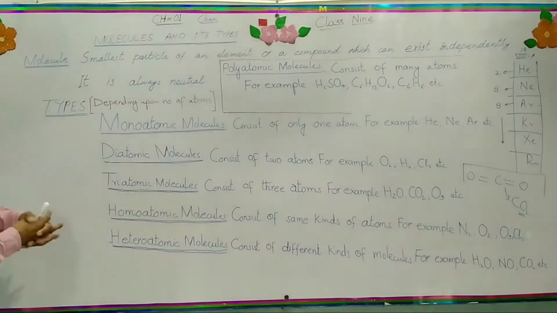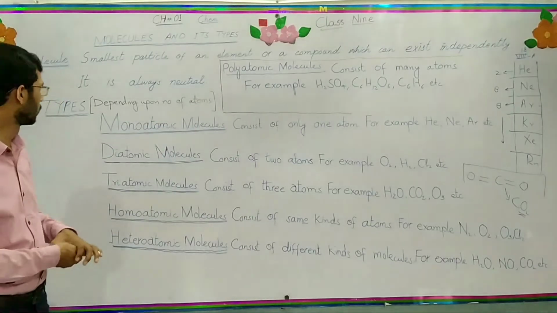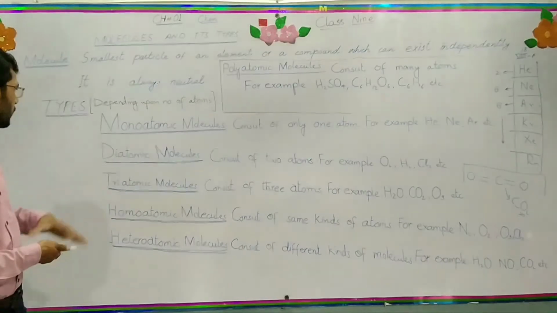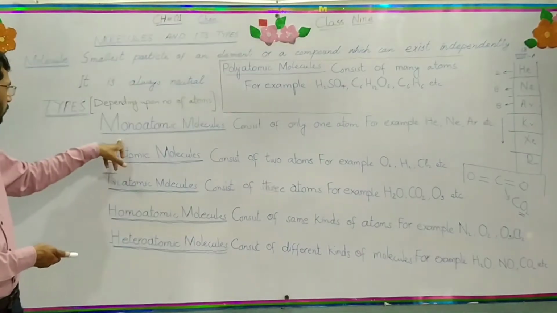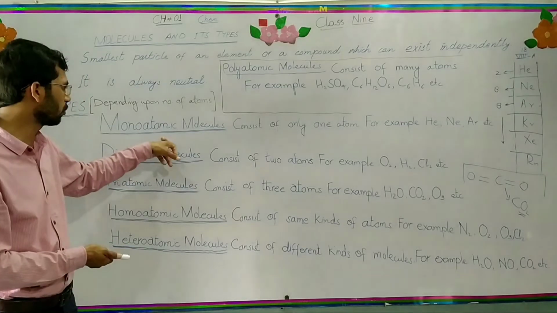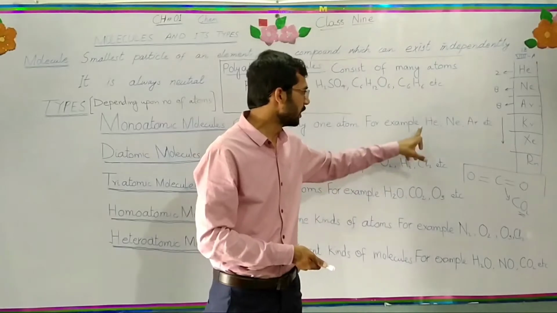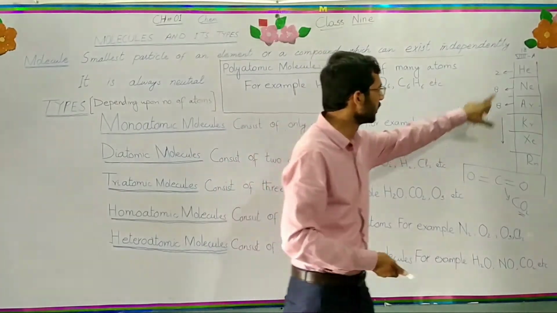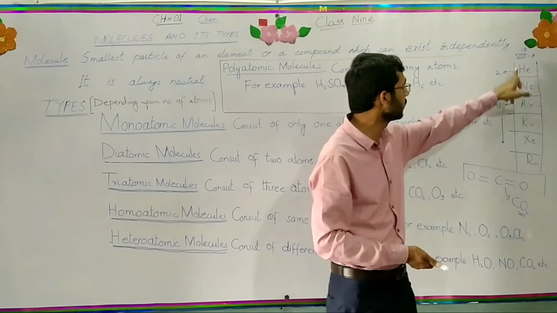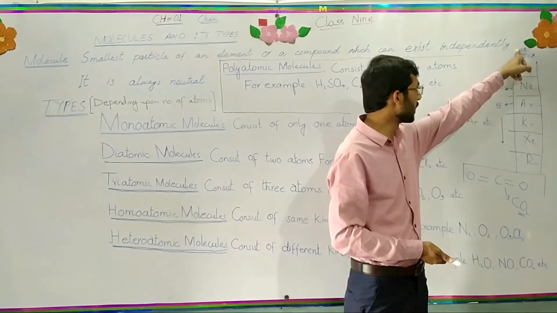And now we will discuss the types of molecules depending upon the number of atoms. Depending upon the number of atoms, molecules are categorized into different types. For example, the first one is monoatomic molecule. Monoatomic molecules consist of only one atom. For example, helium, neon, argon, krypton, xenon and radon. These are present in group number 8A in the periodic table, or group number 18.